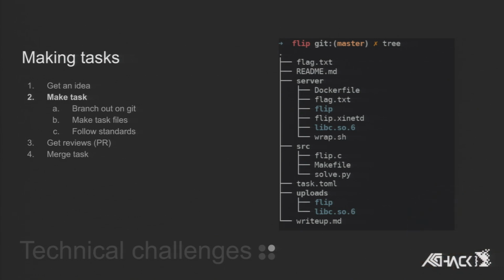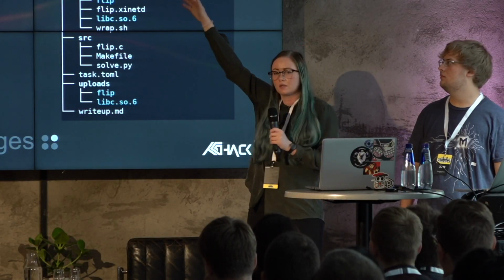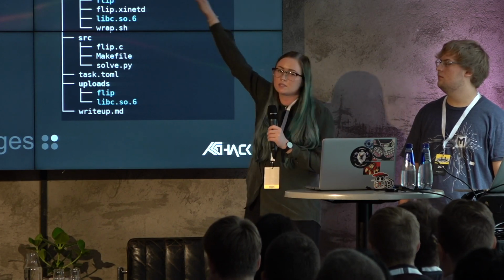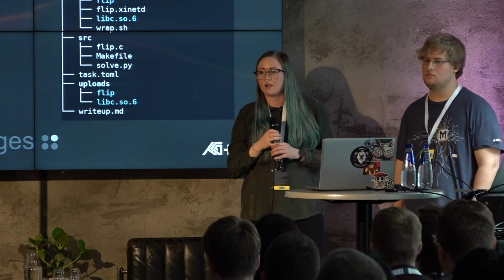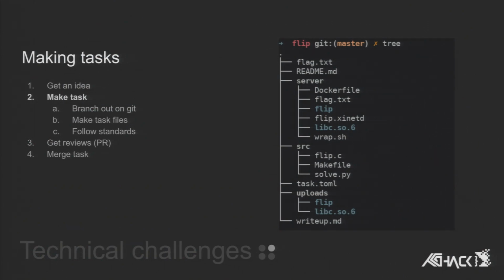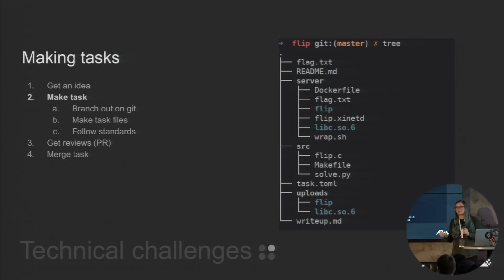So this would be like PWN and then flip, and we have the root folder of the task. What we see at the top here is that we have a flag file. This file only contains the flag. And then we have the README file. This file contains the task description that the competitors will see, the amount of points, and the author of the task.